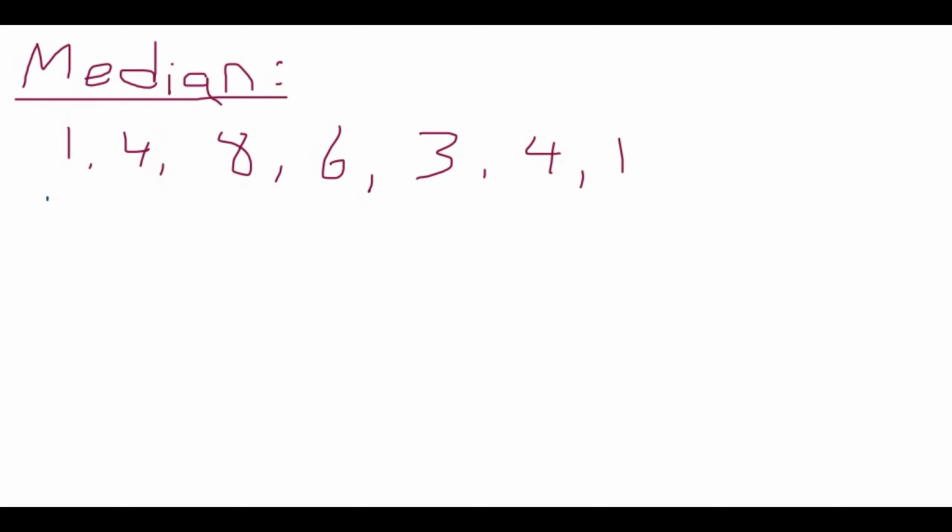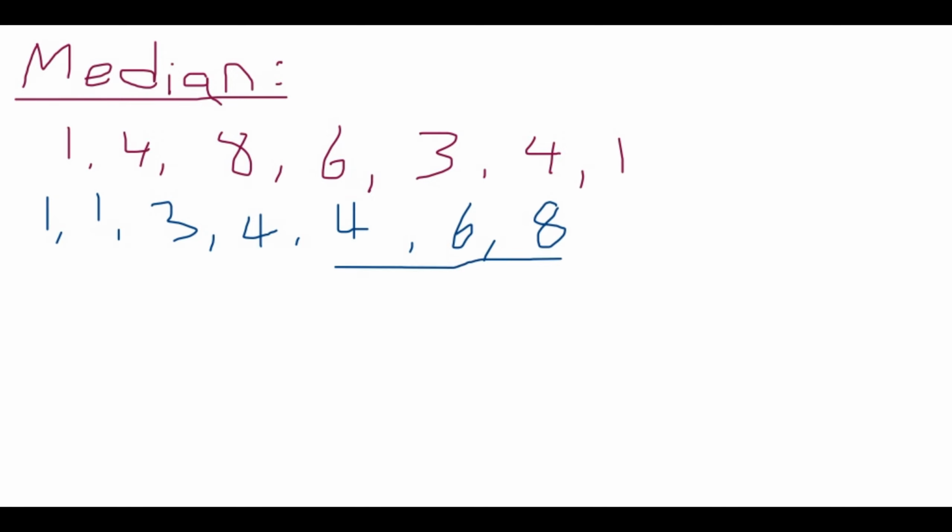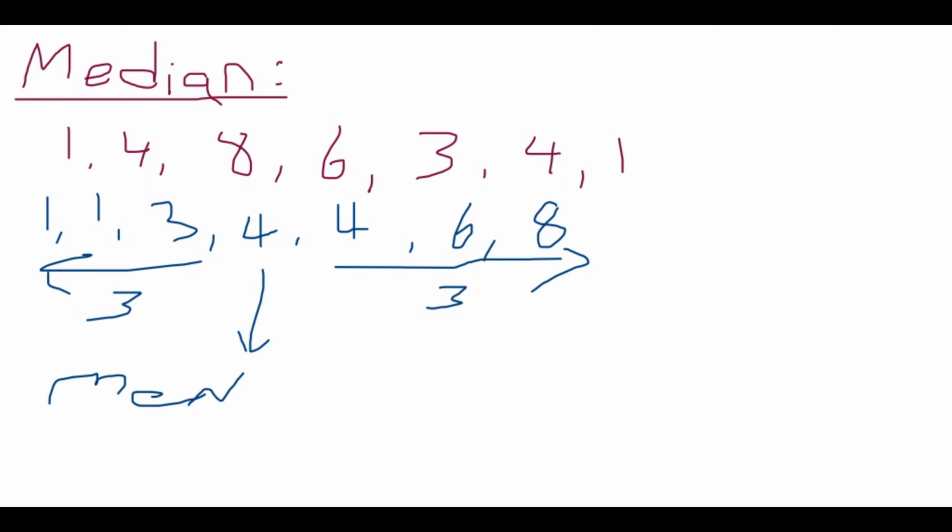So if I should arrange this in ascending order, I'll have 1, 1, 3, 4, 4, 6, 8. And if I should check for the number in the center, I will notice that there are 3 numbers this way, and there are 3 numbers this way, which leaves 4 at the center. So therefore, the median is equal to 4.